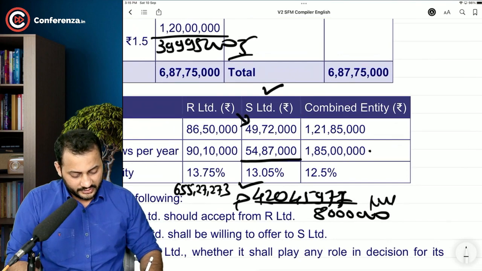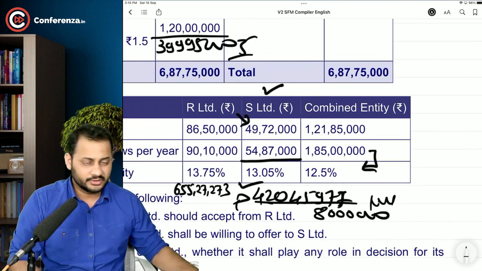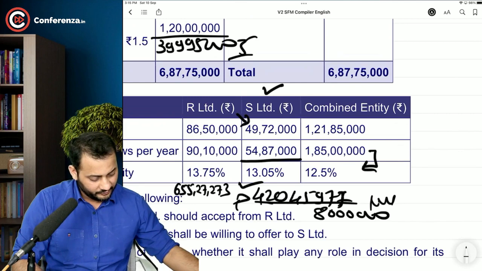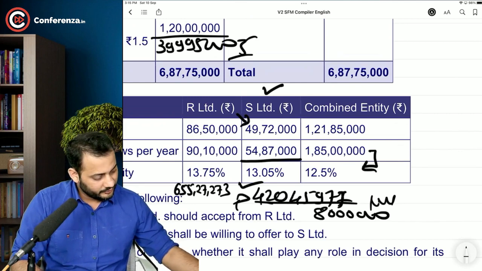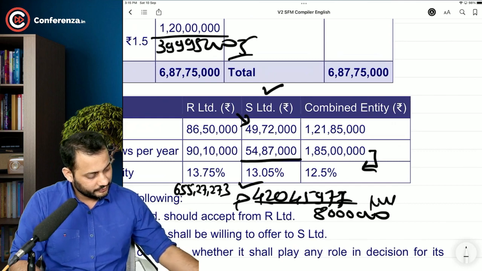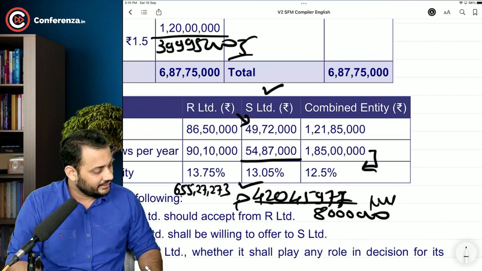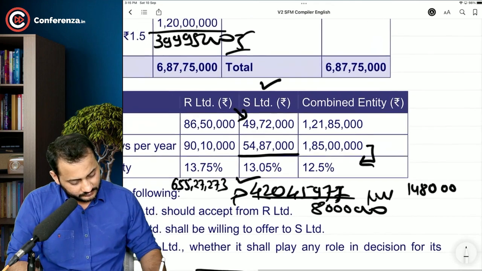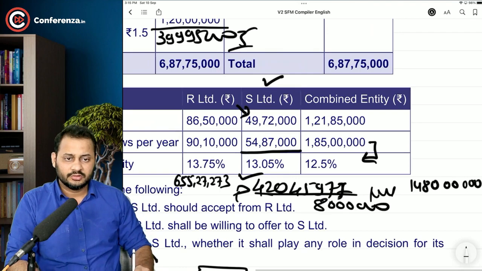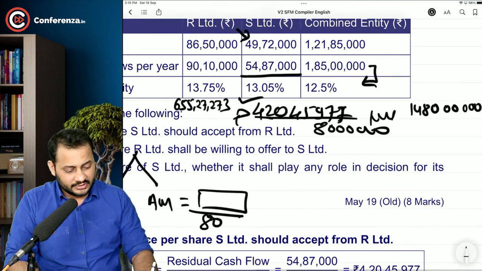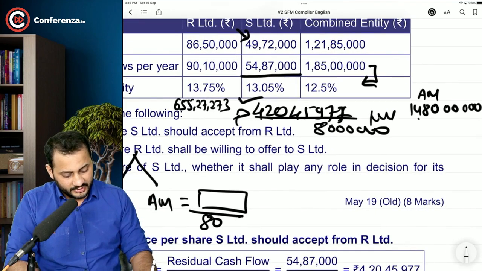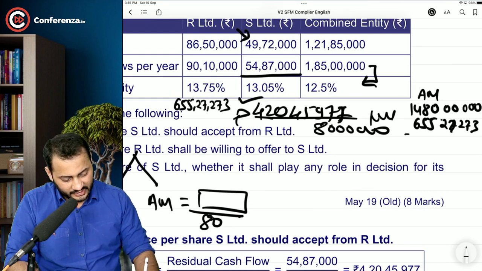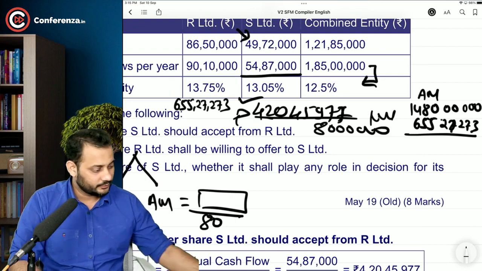Let's say, what is the market value of R Limited after merger? Combined entity 185,00,000 divided by 0.125. That's 1480 lakhs. That comes to 1480 lakhs. Do you get that? So this is the after merger value. Deduct 655, 27, 27, 3 out of it. This is the pre-merger value.